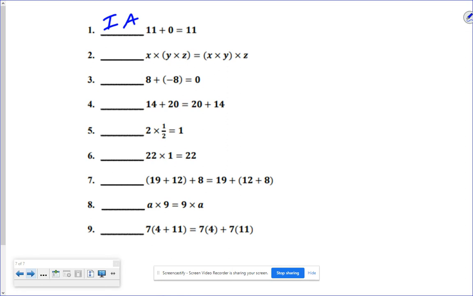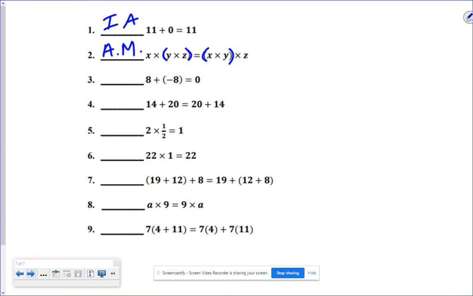Next, I have x times (y times z), then I have (x times y) times z. Notice my parentheses are around the y and the z, and then they're around the x and the y. So since the parentheses moved location, that would be the associative property of multiplication, because I'm multiplying there.